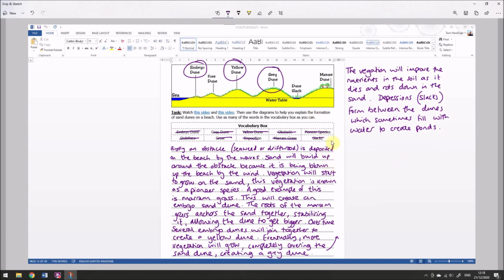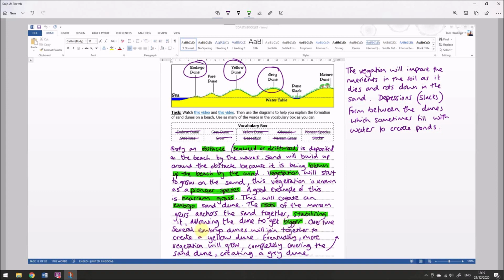We're going to leave our explanation there though. So we've got that nice clear sequence. We've got that obstacle in the form of either seaweed or driftwood. The sand is going to build up around that obstacle because it's being blown up the beach by the wind. The vegetation will start to grow on the sand dune. This vegetation is known as a pioneer species. A good example of that pioneer species is marram grass. That grass is going to create an embryo dune. The roots of the marram grass are going to bind or anchor the sand together, which is going to stabilize it. That's going to allow the dune to get bigger.